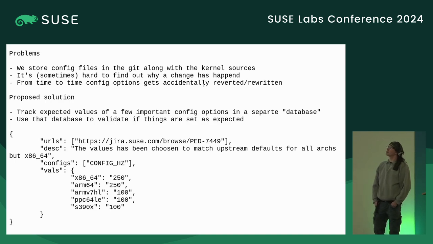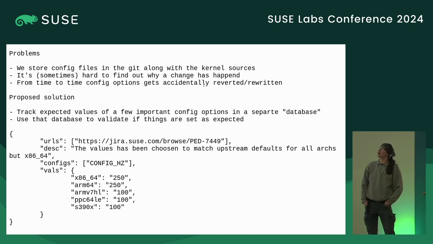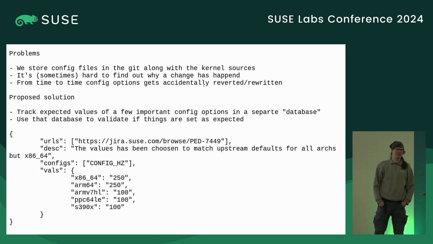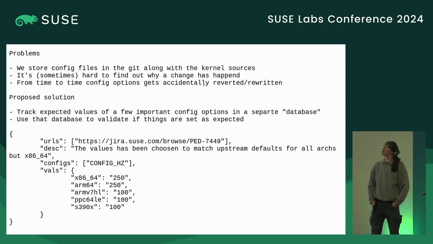There are some commits that change a lot of values, and there is nearly no description of why they changed. And sometimes we accidentally revert or rewrite config options that were not supposed to be changed. That's something I think is important to avoid for a subset of kernel config options that are important and have far-reaching consequences.